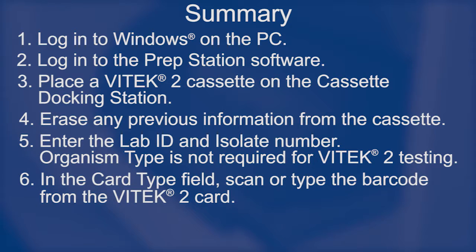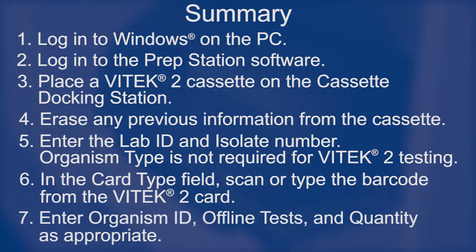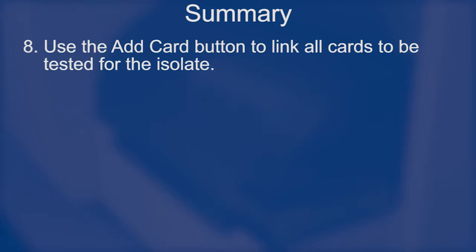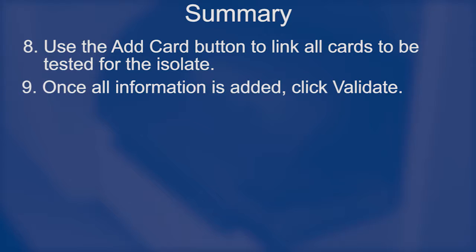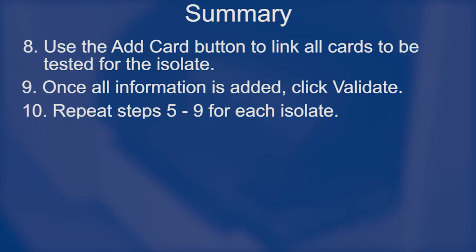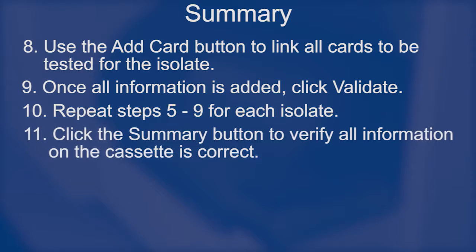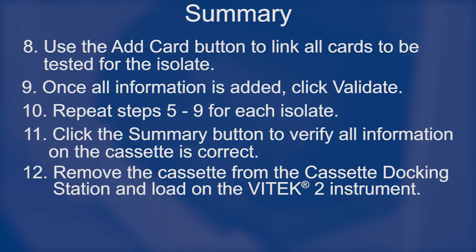In the card type field, scan or type the barcode from the VITEK 2 card. Enter organism ID, offline test, and quantity as appropriate. Use the Add Card button to link all cards to be tested for the isolate. Once all information is added, click Validate. Repeat steps 5 through 9 for each isolate. Click the Summary button to verify all information on the cassette is correct. Remove the cassette from the cassette docking station and load on the VITEK 2 instrument.